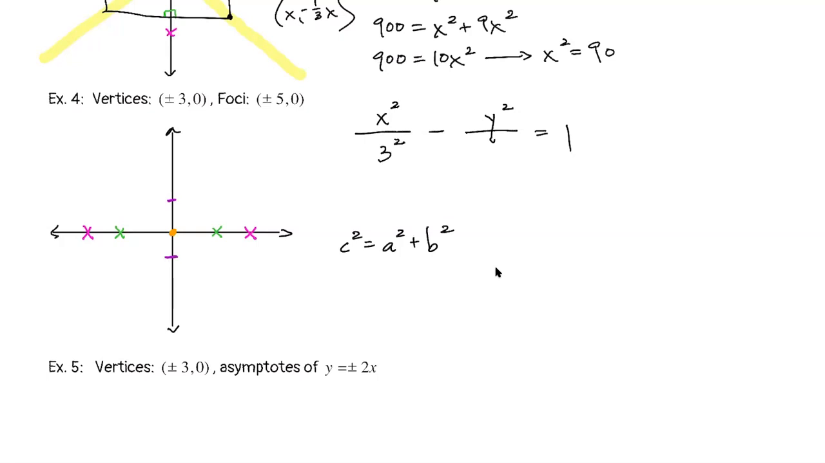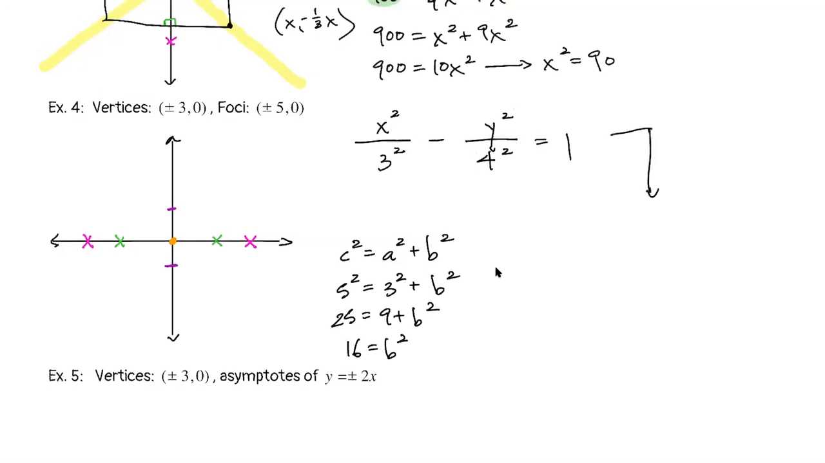Okay. And so this is going to give me 5 squared, because that's the distance from the center to the focus, equals 3 squared plus b squared. And this will give me 25 equals 9 plus b squared, 16 equals b squared. And so I can write the denominator of y squared as 4 squared, or 16. Okay, so this version is totally fine. Or you could say x squared over 9 minus y squared over 16 equals 1. Either one is totally fine.